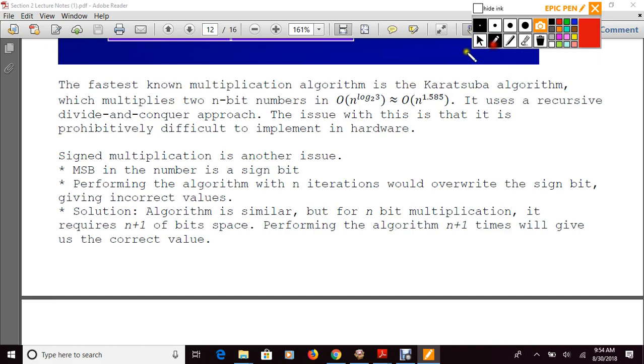So here, sign multiplication is another issue. Just like IEEE 754 addition, we're aware that we have sign bits, right? Unlike the people who did Civilization with Gandhi, right? The most significant bit is the sign bit, 0 or 1, as always. Performing the algorithm with n iterations would simply overwrite the sign bit. So we have to be cognizant of how many bits we're going to use. We're allowed n minus 1 iterations for this specific algorithm, so we don't overwrite anything. You get overflow, and you're no longer properly representing the value.